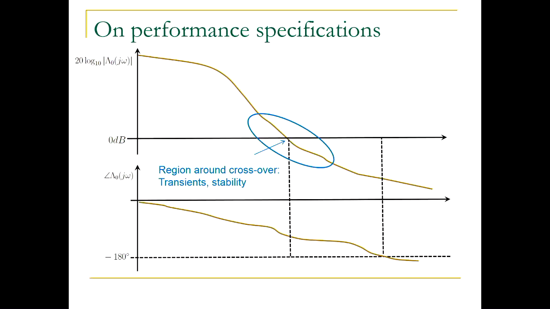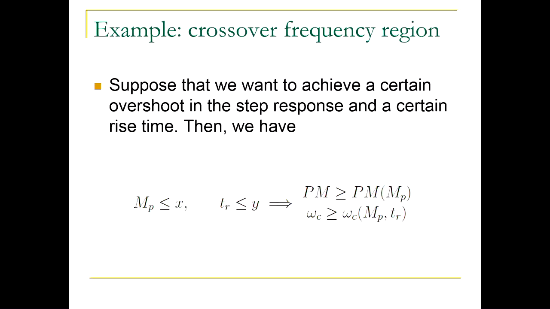All right, so now we can move to this region around the crossover frequency, and the claim is that this region would be related to stability of the closed loop and also transients. In particular, we would be able to talk about overshoot and rise time by looking at what's happening around this crossover frequency. By the way, when I say crossover frequency, I mean not just the magnitude plot. What's happening here is also important for the phase, right? Okay, so let's now look at this.